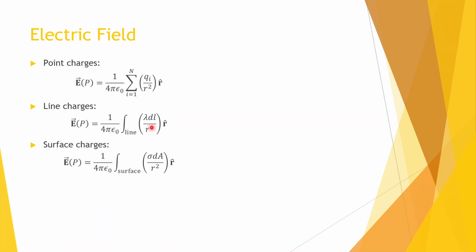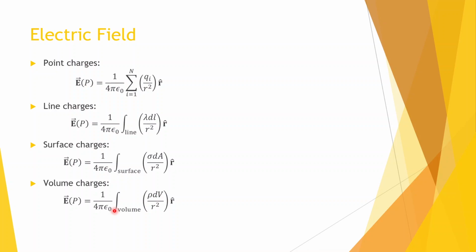For surface charges, we have something very, very similar. Again, we have our surface charge density, sigma, times dA, which is our area. So we're taking the integral over the area, divided by r squared, r hat. And then for volume, we have something very similar, where we have rho d volume over r squared.